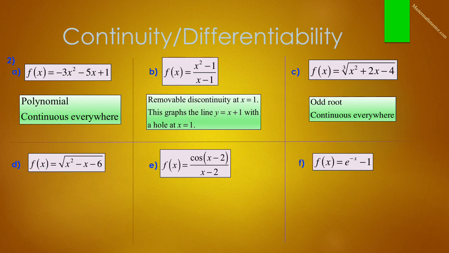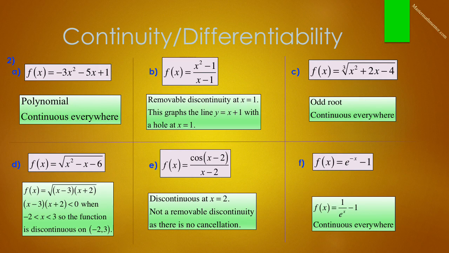C, f of x equals the cube root of x squared plus 2x minus 4 involves an odd root and therefore is continuous everywhere. D, f of x equals the square root of x squared minus x minus 6 actually involves a little work. The first step is to factor the polynomial, and we get f of x equals the square root of (x minus 3)(x plus 2).